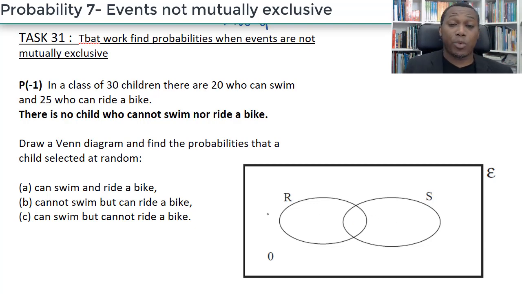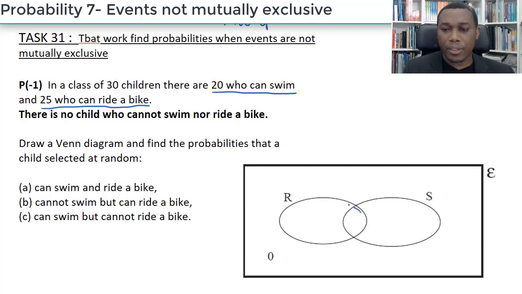Those are the categories. That's what we're thinking about. Now we're told there's 30 children. So we know our total, when we add up these 3 numbers, we have to get 30. 20 who can swim, 25 who can ride a bike. And it's like, hang on, whoa, what's going on here?